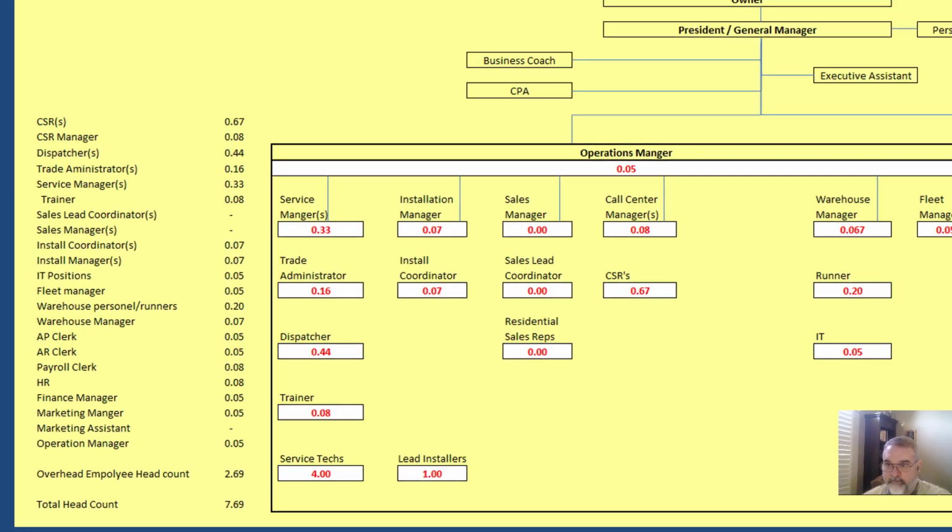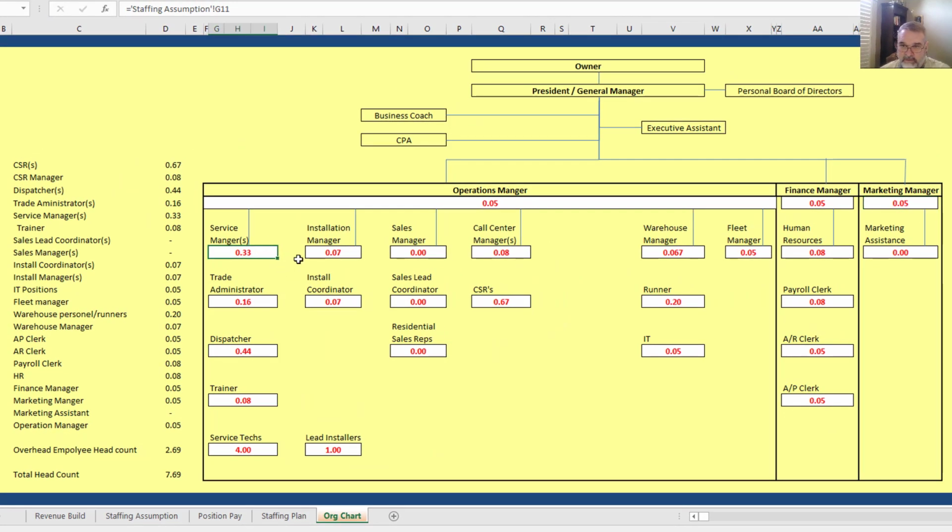When you look at the org chart, it pre-populates the percentage of the people that it needs in each position here. It gives you the 4 service techs and the 1 install lead, and that's going to give you a head count of 7.69 folks, or 8 people in this. So I populated the titles up here. This is an 8 employee company with 3 in overhead, basically 2.69, 4 service technicians, and 1 install crew, and 0 salesmen, because the owner's basically wearing that hat in this company.